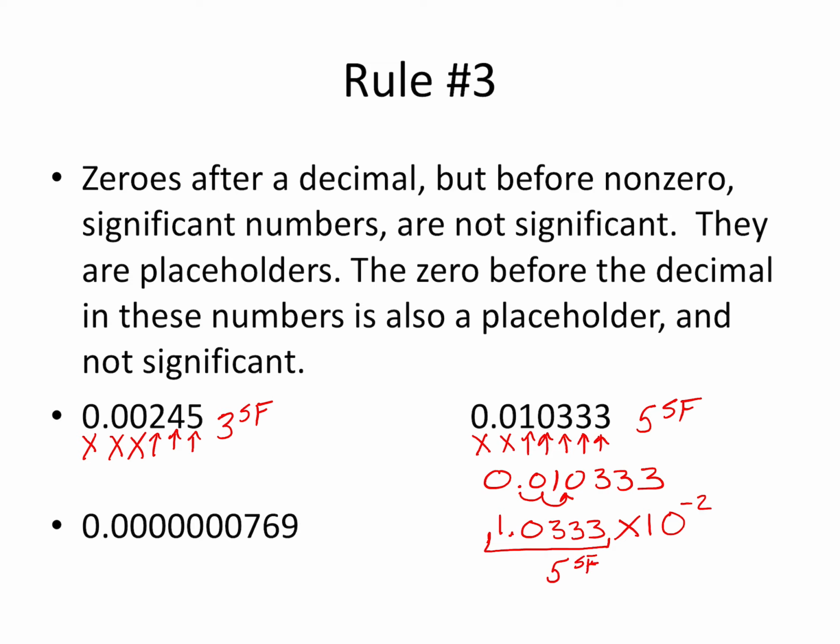Our last example here, the 7, the 6, and the 9 are all significant, but all of the other zeros are in front of those numbers, so these are all still placeholders.